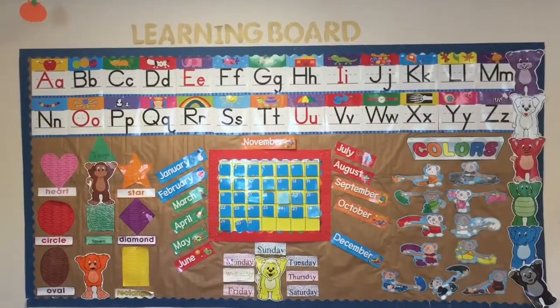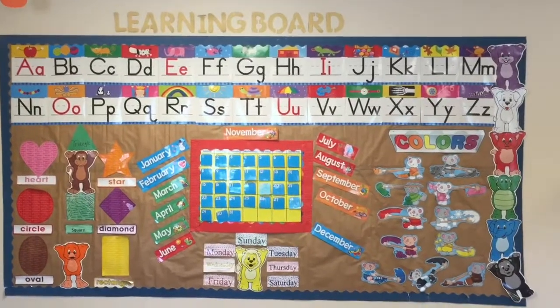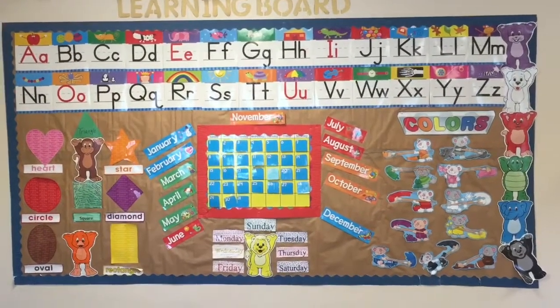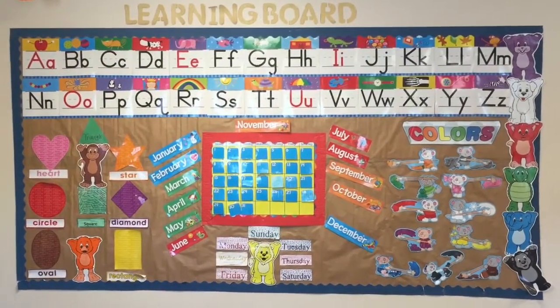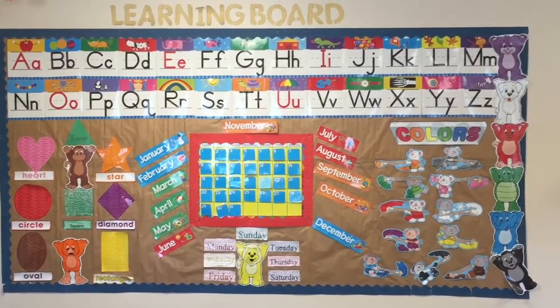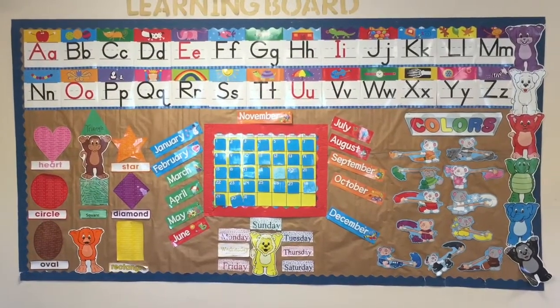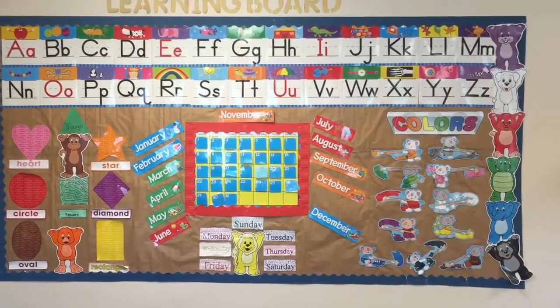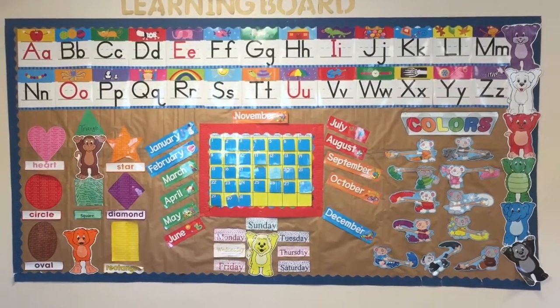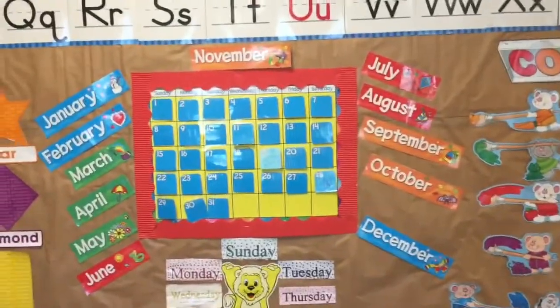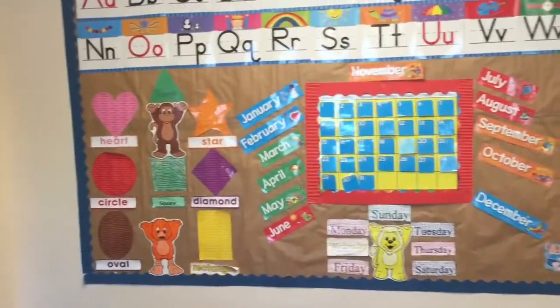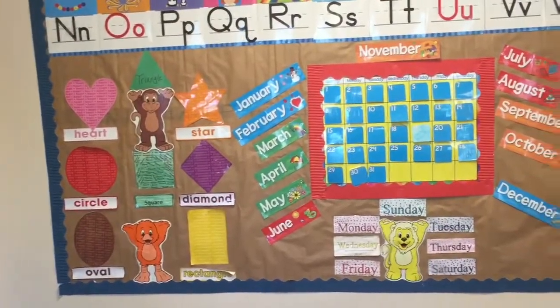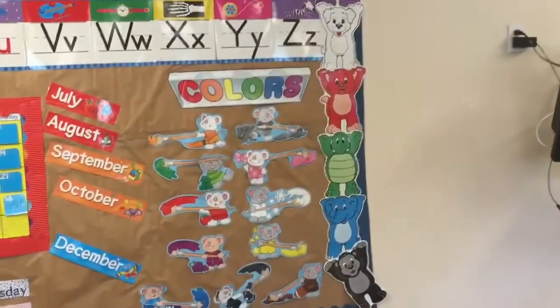All right, everybody, so this is lesson 2 for your Child Care Acceleration Bulletin Board class. So here is the learning board. And on the learning board, you see your alphabets, your shapes, your calendar, and your colors. On your learning board, you want to make sure that your calendar is your center focus, okay? And then you want to make sure that your shapes are on your learning board as well as your colors.